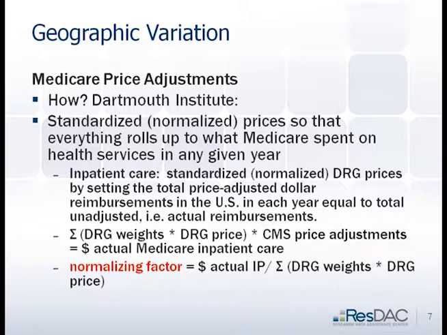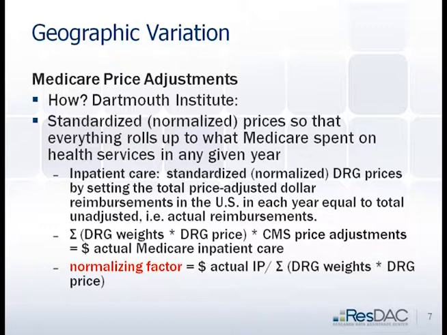Well, I just took an example from Dartmouth where they strove to normalize the prices, and their goal was to roll everything back up so that it reflects what Medicare spent on health services in any given year. So for inpatient care, for example, you start with the DRG weights and the prices, and then you see the CMS price adjustments, the DSH and the medical education, those price adjustments. And then you see how much Medicare spent on inpatient care.